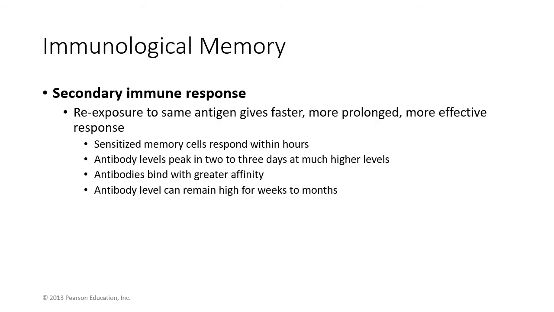Now, the secondary response is if you have a re-exposure to the same antigen. This response is faster, more prolonged, and more effective than the primary response because you have memory. So the sensitized memory cells respond within hours, and the antibody levels peak in 2 to 3 days at much higher levels, and antibodies bind with greater affinity. And the antibody level can remain high for weeks to months.